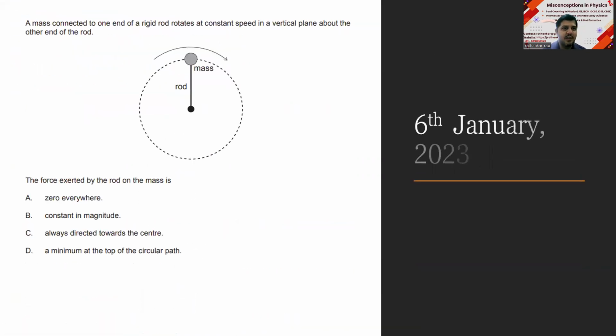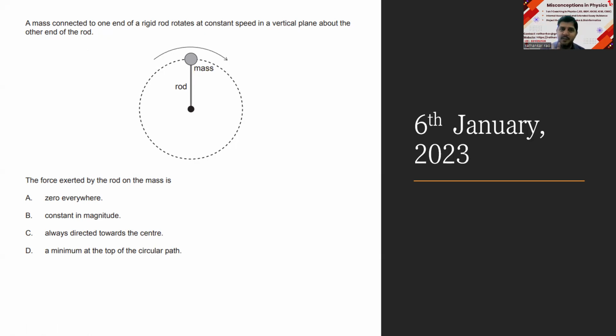A mass connected to one end of a rigid rod rotates at a constant speed in a vertical plane about the other end of the rod. So you have a rigid rod and a mass over here. Does the rigid rod have a mass? No. Okay. The force exerted by the rod on the mass is... Again, the problem is very similar to what you learned in the previous problem. So think about it as once again moving in a vertical plane.